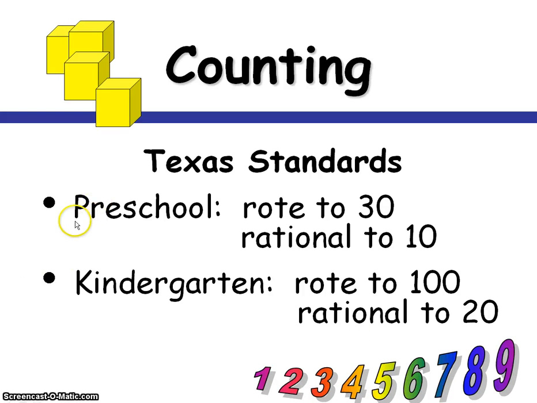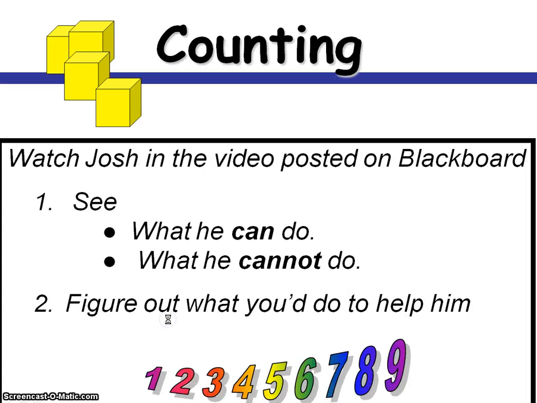In Texas right now, the preschool standards are that children should be able to rote count to 30 and rational count to 10. In kindergarten, they should be able to rote count to 100 and rational count to 20. It doesn't mean they shouldn't be able to do more, but those are kind of minimum standards that we need to establish in our children.